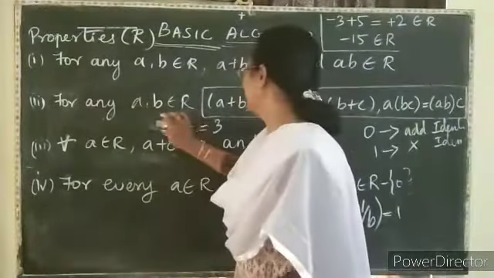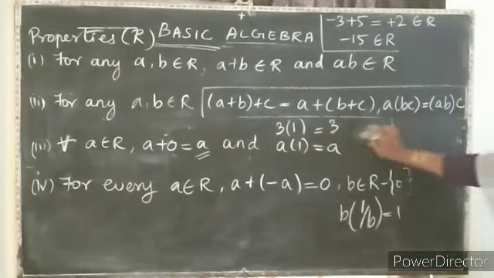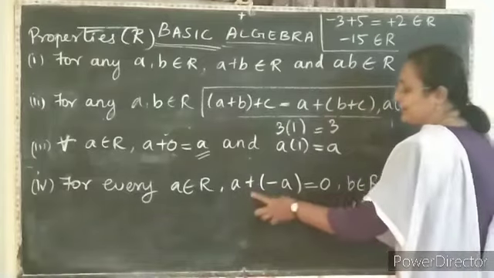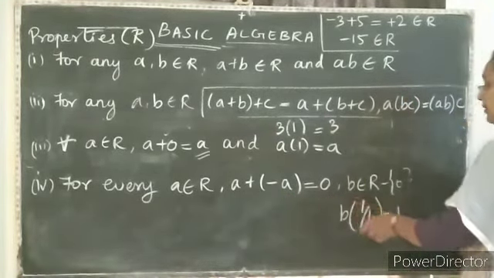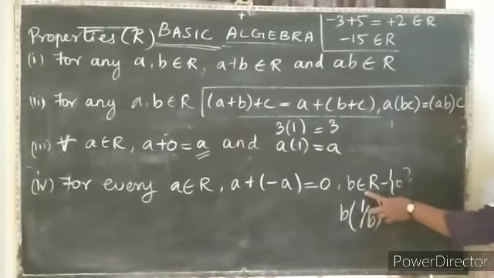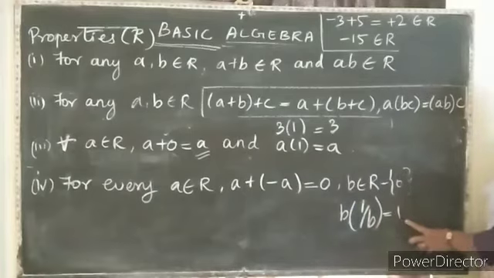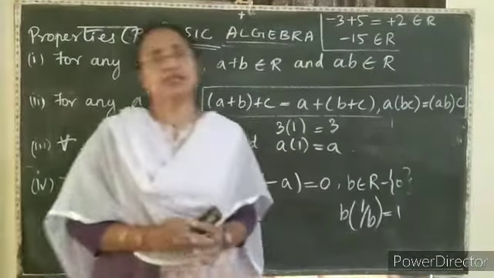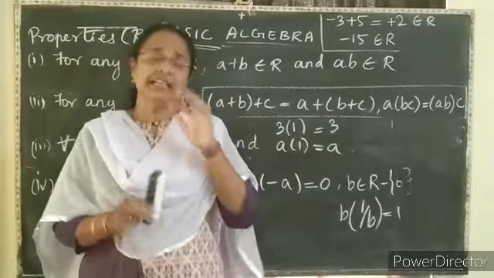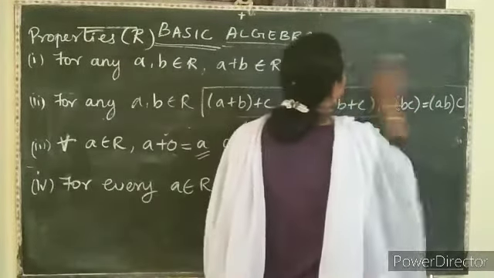For every, let's discuss this one. For every A belongs to R, A plus minus A is equal to 0. Okay, now B belongs to R minus 0, B into 1 by B is equal to 1. Now, this is the inverse property we say. Already we have discussed that. Let me explain it once again. The last one is termed as the inverse.